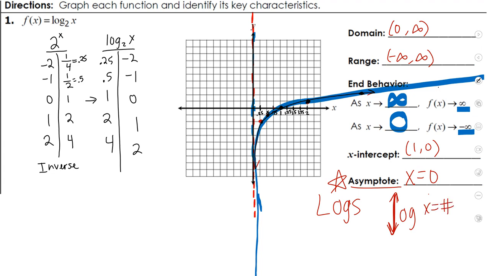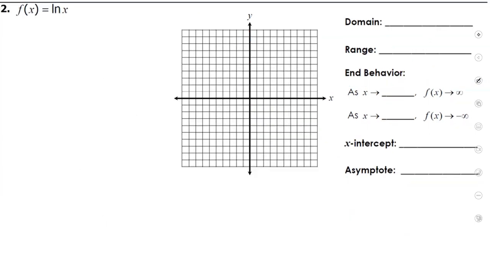Okay? Last unit, we were dealing with exponentials. With exponential equations, your asymptote was horizontal. So it was y equals. Okay? All right. Let's do a harder one. Let's just talk about this one real quick.